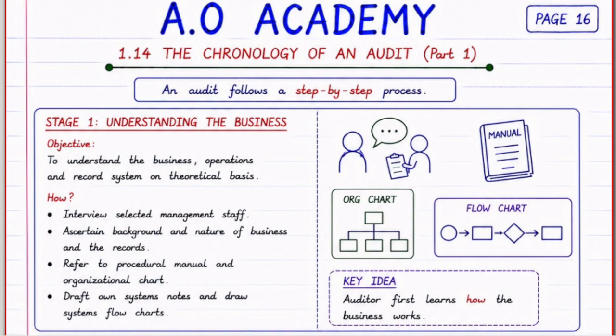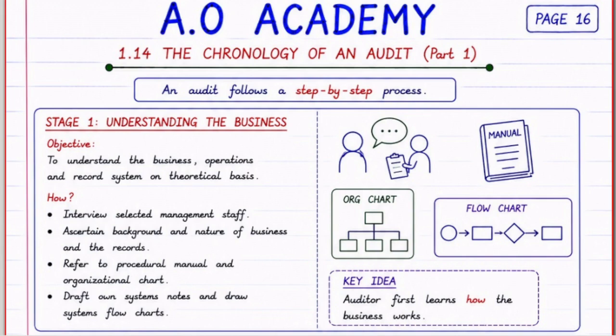And that is the chronology of an audit. We're starting with the chronology of an audit. What do we mean by chronology of an audit? We are referring to the step-by-step process of auditing a business, auditing in general.